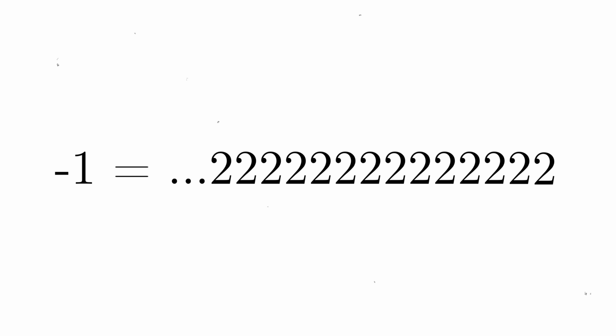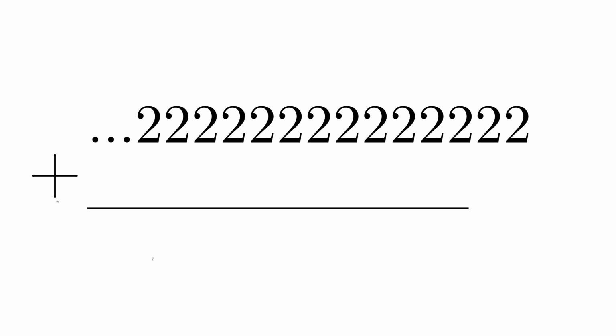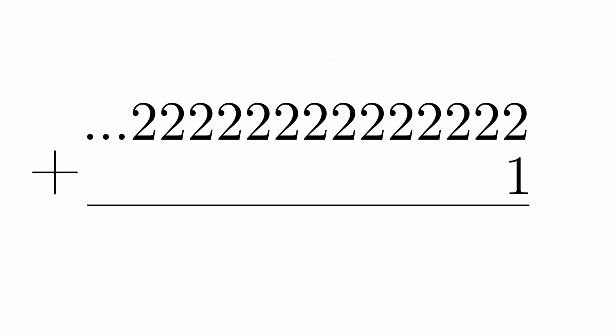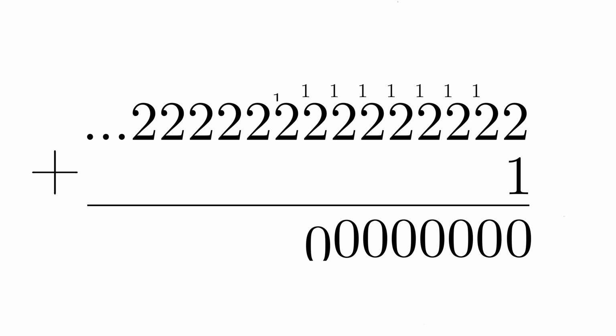The three-adic integer that equals -1 would be an infinite string of 2's. If you add 1, then 2 plus 1 is 3, which in base 3 is 1, 0. So you leave the 0, carry the 1, and 2 plus 1 is again 1, 0, so you carry the 1, and you keep going on like that forever.